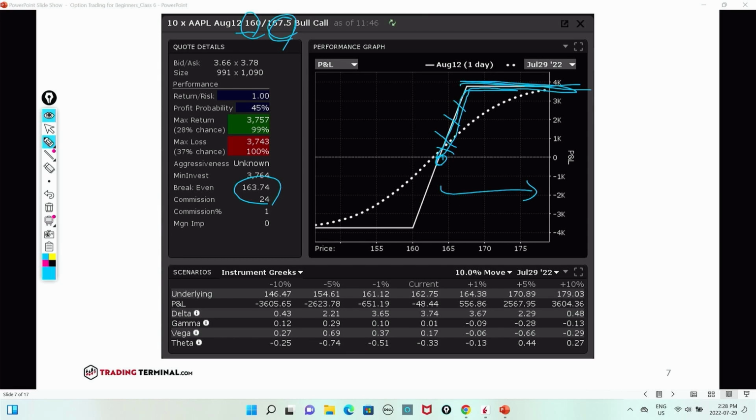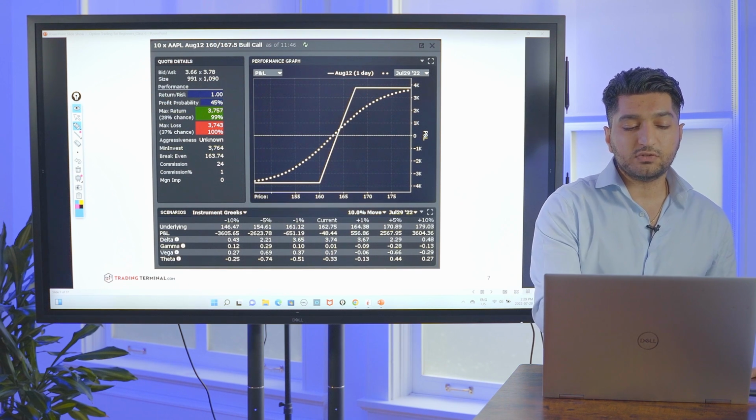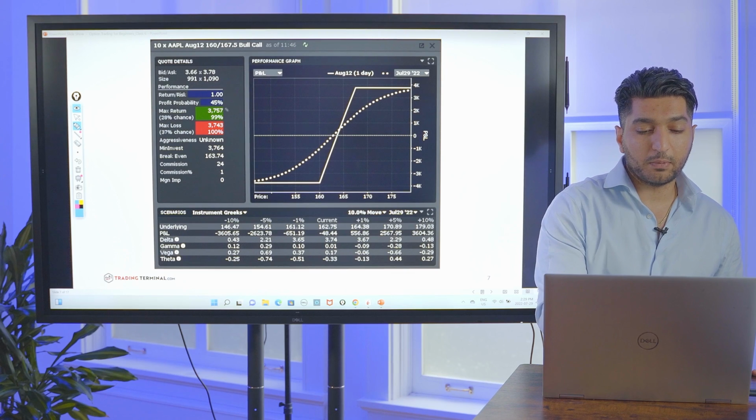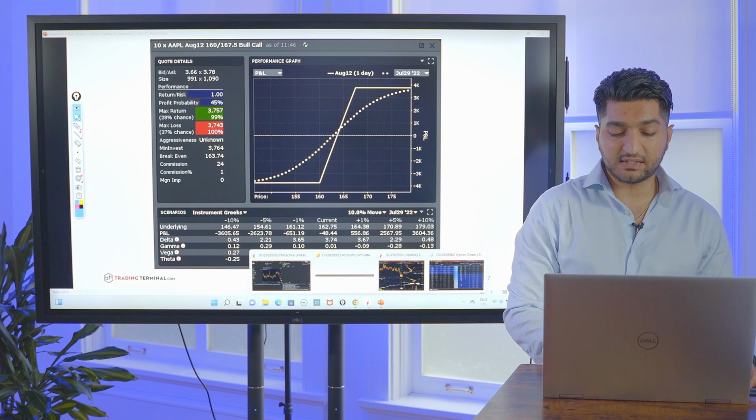So in this case, if you're putting up about a $3,700 investment for 10 contracts of this, potentially, if you're right, you can make up to $3,700. So somewhere around here, up to $3,700. So as you can see, the risk to return is about 1, which is a decent risk to reward. One thing to note, however, is take a look at this profit probability. It's 45%.